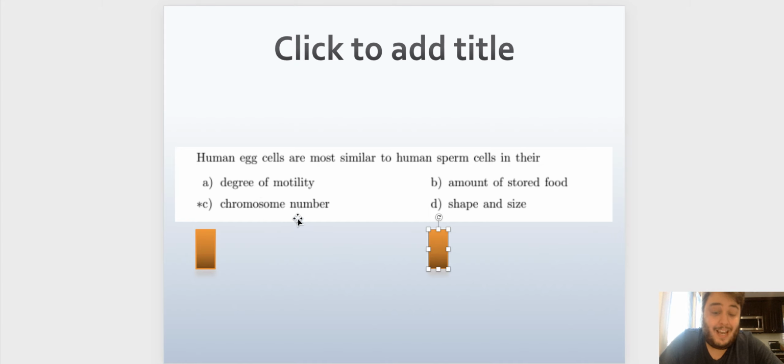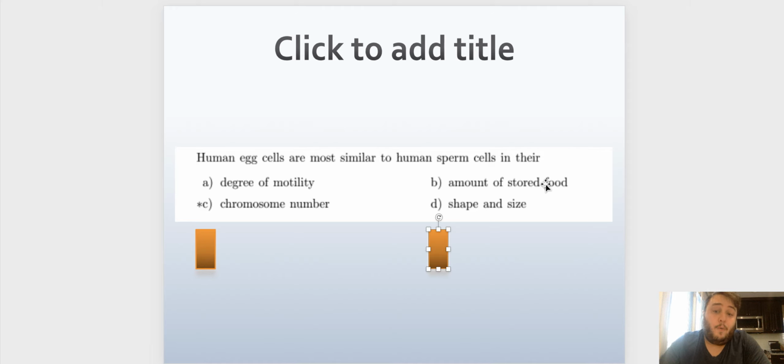Everything else is not the same. Shape and size is of course different from a sperm and an egg. Degree of motility. Motility means movement. Sperm are able to move. They actually swim, and they're able to move on their own. Eggs are not able to move on their own. They do get released from the ovary, and then they move throughout the female reproductive system, but they do not do so on their own. They have to do that through hormones and through the menstrual cycle. So it is not on their own ability, just like sperm can do.